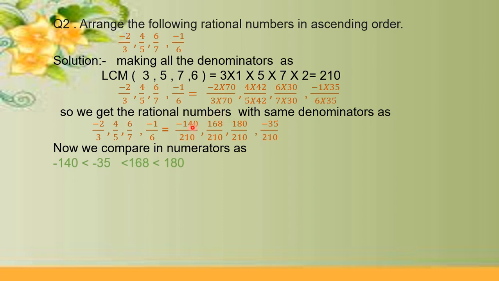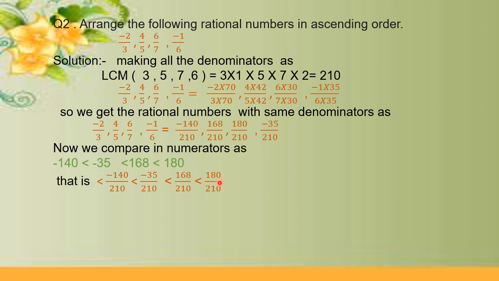Minus 140 is less than minus 35, which is less than 168, and again which is less than 180. So we can write it as minus 140 upon 210 less than minus 35 upon 210. It is less than 168 upon 210. It is less than 180 upon 210.